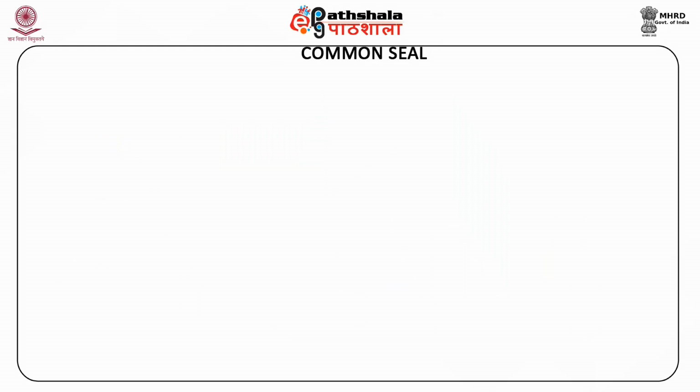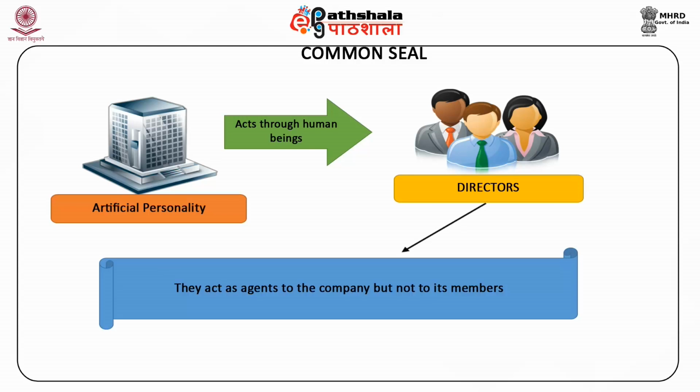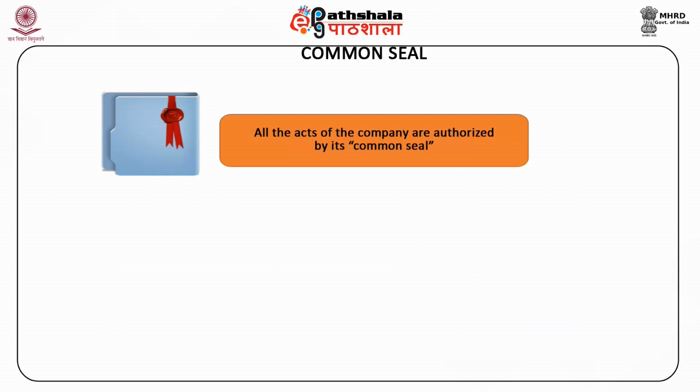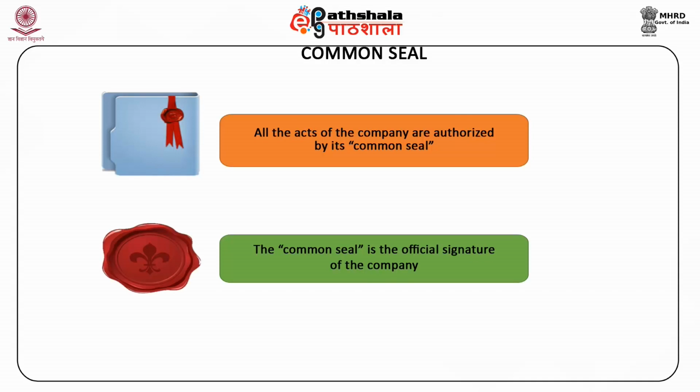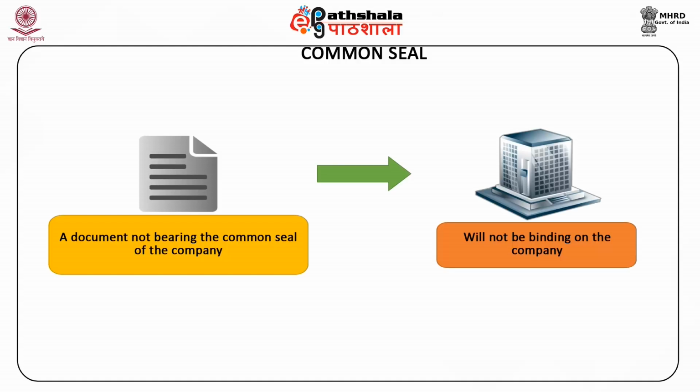We shall now study about common seal. Though a company has an artificial personality, it acts through human beings who are called directors. They act as agents to the company, but not to its members. All the acts of the company are authorized by its common seal. The common seal is the official signature of the company. A document not bearing the common seal of the company will not be binding on the company.